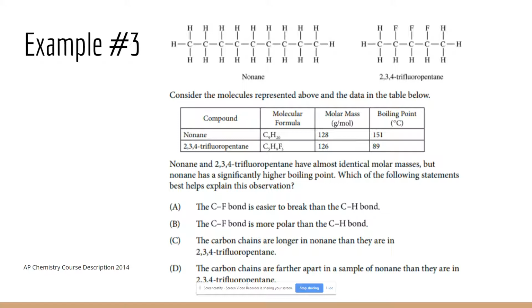So that is why I eliminate A as a choice. Well, B actually just doesn't make sense because we're not breaking bonds when we're boiling. That's why I eliminated B as a choice. So then I've narrowed it down to C and D. So the reason why I eliminate D is because, first off, that doesn't really explain the difference, but also that doesn't appear to be true. The carbon-carbon bond length is going to be the same, so the chains are not further apart. That is why C is the correct answer to this question.